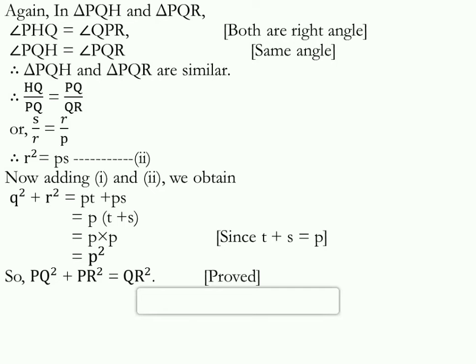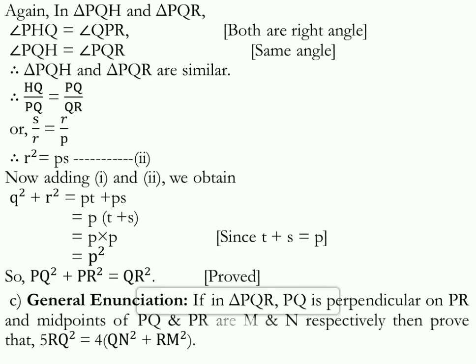Now let us start the proof of C. At first let us see the general enunciation. If in triangle PQR, PQ is perpendicular on PR and the midpoints of PQ and PR are M and N respectively, then prove that 5RQ square equals 4 into QN square plus RM square. Here PQ is perpendicular on PR, that means angle P is a right angle.